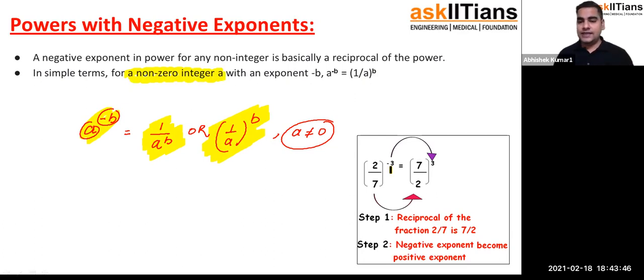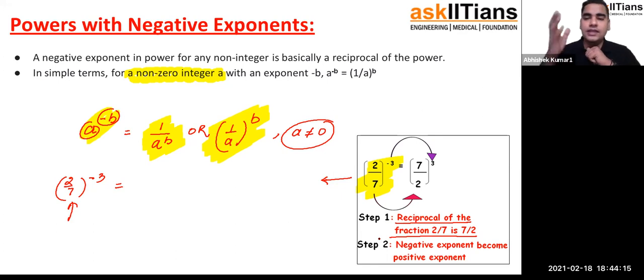For example, if you see here, you have 2 by 7 raised to the power minus 3. So if you observe this example, you have 2 by 7 raised to the power minus 3. Okay, so if you want to make this power positive, what you should do is take the reciprocal of the term which is there in the base. That's what they have written. Reciprocal of the fraction 2 by 7 is 7 by 2. That means whatever term is written in the base, it does not matter whether that term is a fraction, an integer or any other value, you just take the reciprocal of that.